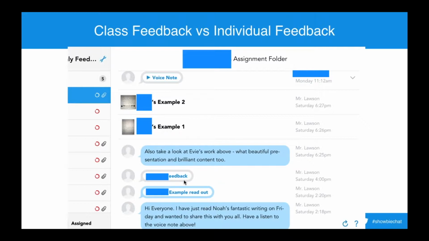And then I gave feedback to this individual child, and then I said, also take a look at Evie's work above. What a beautiful presentation and brilliant content too. So that gives the children the example, or it gives them the opportunity to see what a good one looks like. And that isn't saying that other children's work isn't great. I try and rotate that round, but it also can share something that I might not have been able to explain in the lesson. And children have a fantastic way of taking learning and transforming it and moving it on.